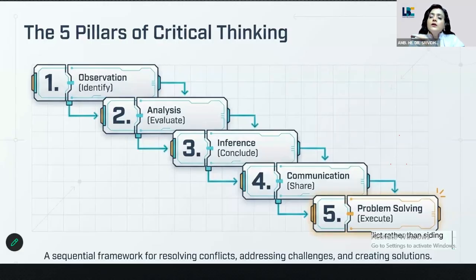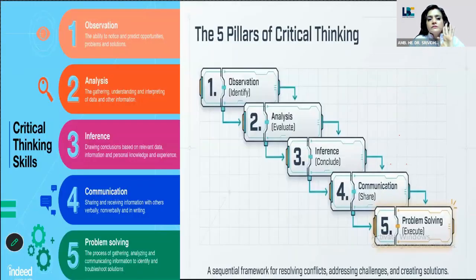We have to make sure that every single task that we give in the classroom is aligned to this process. As we have seen, these are also skills, exactly. So if we align it to the skills, and the child doesn't have the ability to notice and predict opportunities, problems, and solutions, you as an educator should help that child get those observation skills. If the child is not understanding and interpreting the data or other information, the learning process, project, or classroom activity, then you will have to work on the analysis factor of the child and equip the child with that skill.